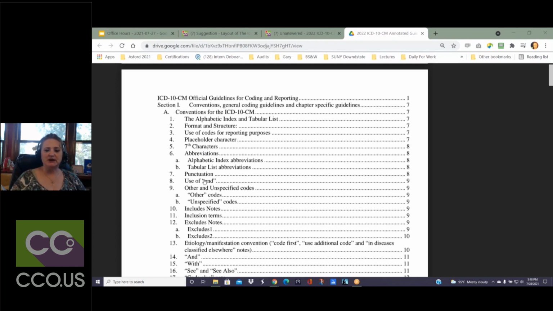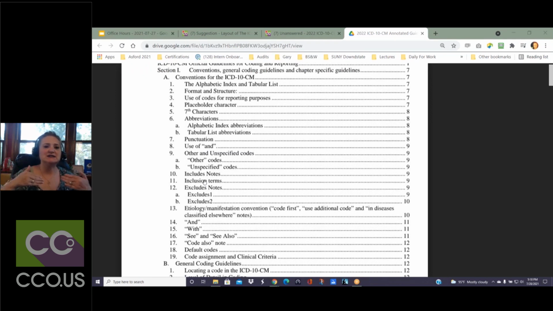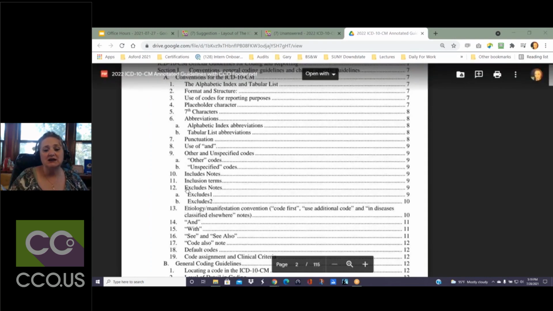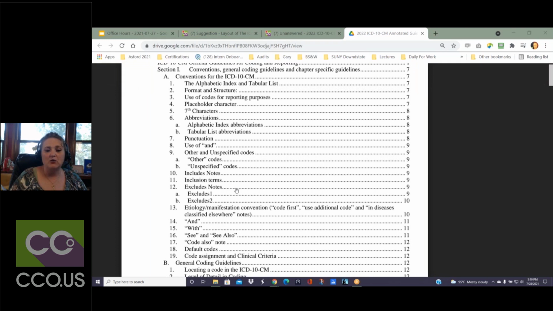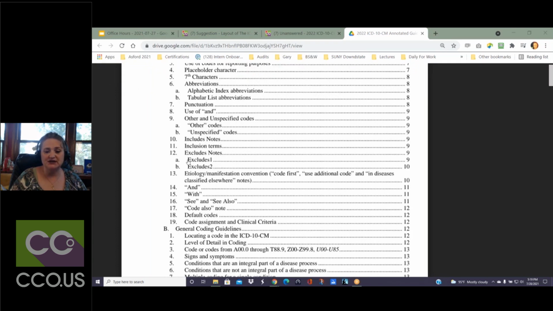Then it goes into the punctuation and stuff. Honestly, this stuff is what's in your manual, that first section of the guidelines that just tells you what all those icons mean. You'll see that repetitively through the manual. Now, what you do want to pay attention to is understanding the difference between the excludes, right? But you're going to see those again through the tabular part of your manual.